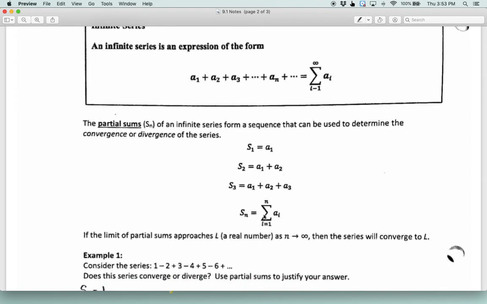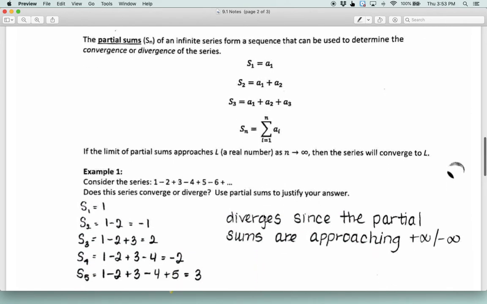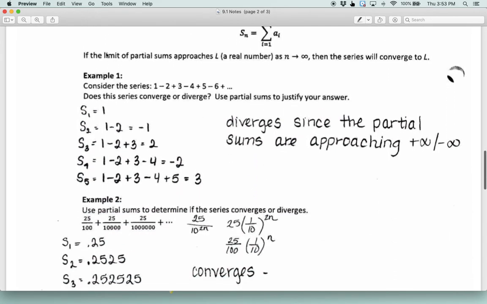So the first strategy that we're going to look at to determine convergence is to look at the limit of the partial sums. If I look at the partial sums as n approaches infinity, and that value seems to be converging to some number L, then the series is going to converge to that number L. So let's look at an example. If I have the series 1 minus 2 plus 3 minus 4 plus 5 minus 6 plus 7 minus 8 and so on, I can look at the first few sums.